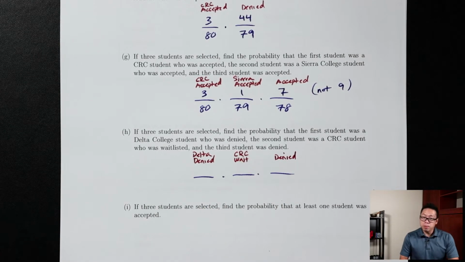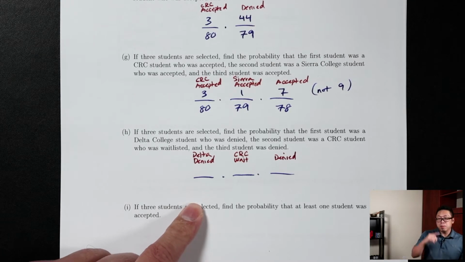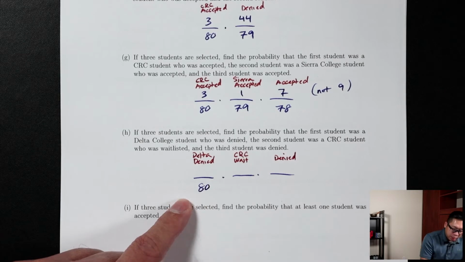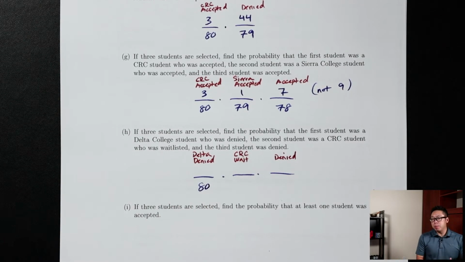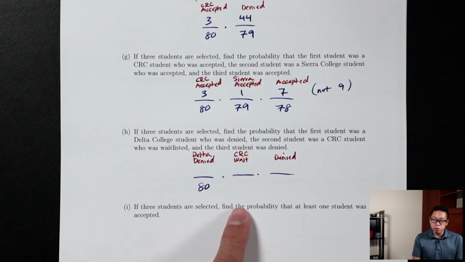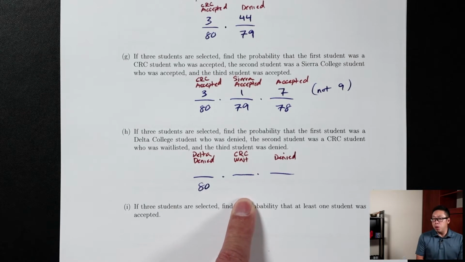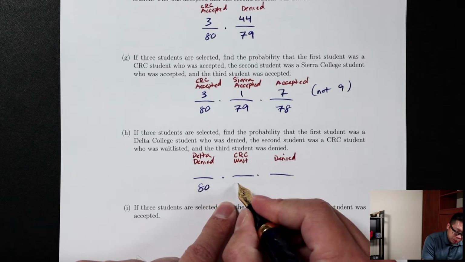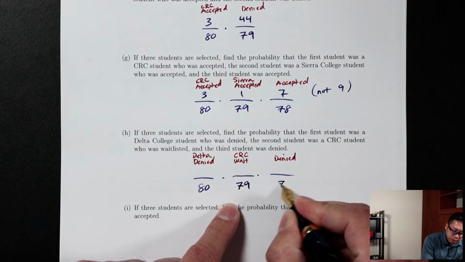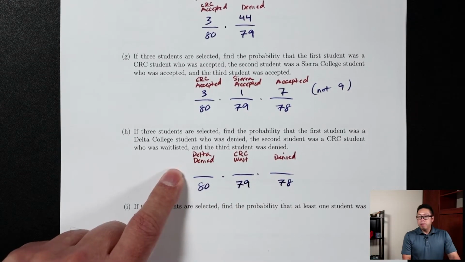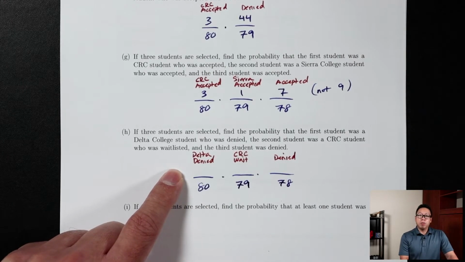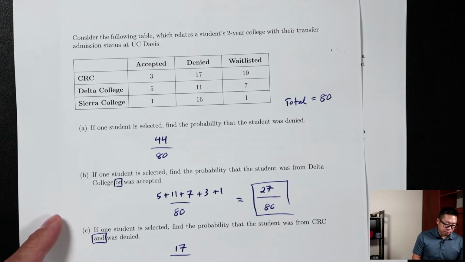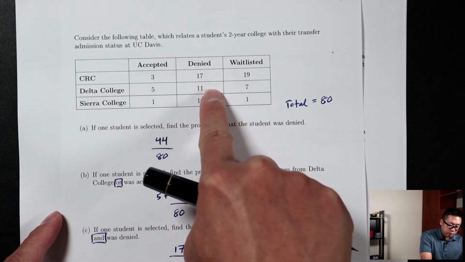Okay, let's talk about the bottoms. For the first fraction, the bottom should be the total of everybody. That's going to be 80. And then once again, we don't want to pick the same student twice. So when we go to the second student, we're down by 1 because we can't pick that first student again. So we're down to 79 total and then 78. First fraction up top, how many students were Delta denied? Delta denied is 11.